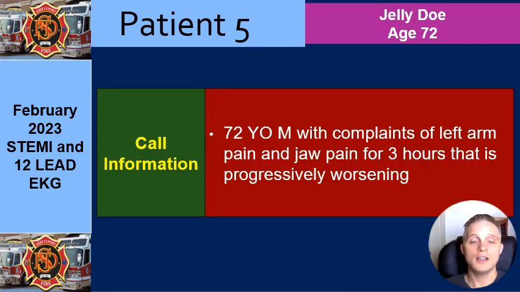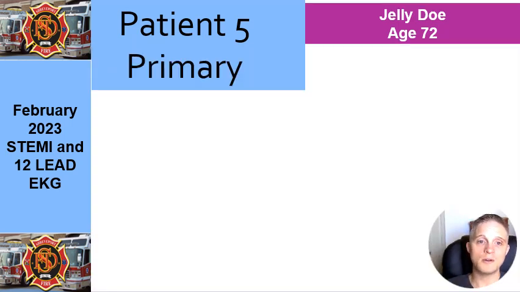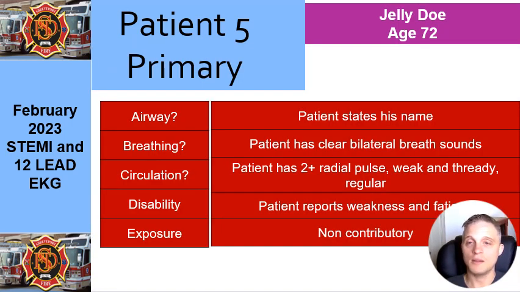Jelly Doe, 72-year-old male with complaints of left arm pain, jaw pain for 3 hours that's progressively worsening. I mean, that screams STEMI, unless they hurt their shoulder. So primary survey on this, he's got the ability to say his name, he's got clear breath sounds, he's still got a weak and thready pulse. He reports weakness and fatigue, and rash, exposure non-contributory.